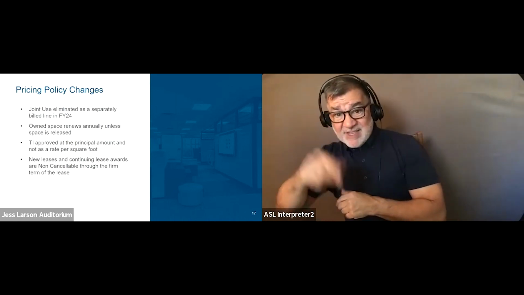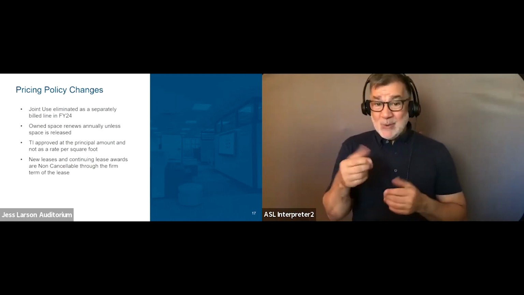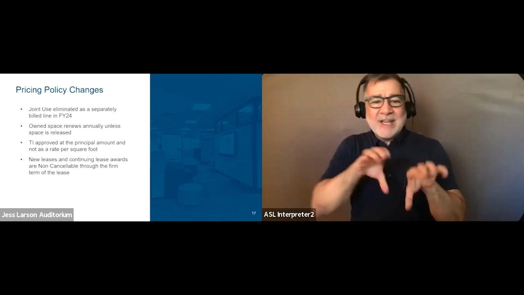There was no way to reprogram the off-the-shelf product to account for joint use. So that space is being moved into building common. It's still basically the same amount of rent that you would pay under joint use, but there was no way to separate it out. It won't be a separate line item. If anybody's interested in knowing how much conference room space or auditorium space or all those things are in your building, certainly we still have those records.